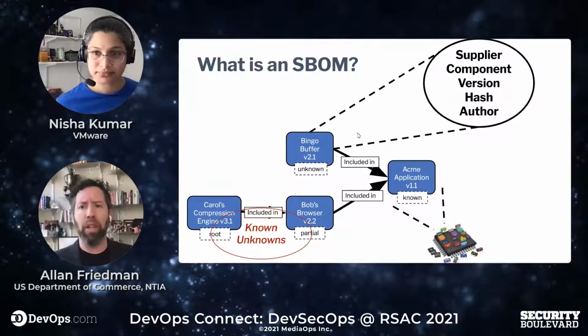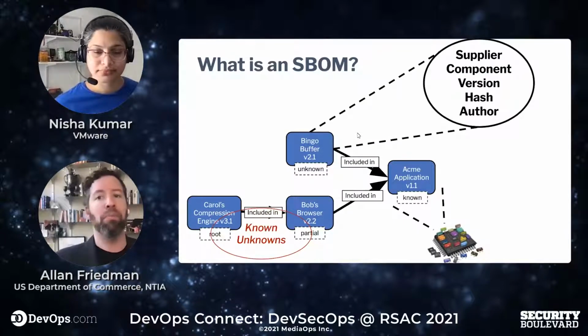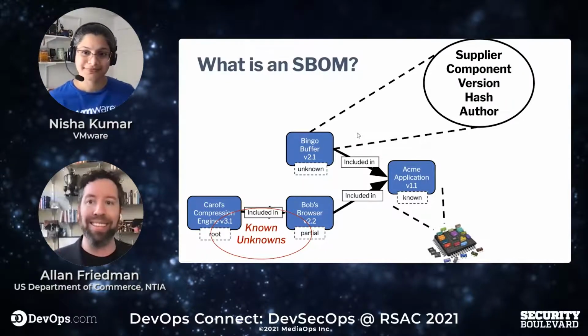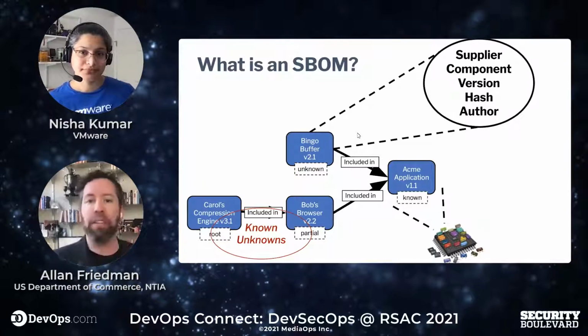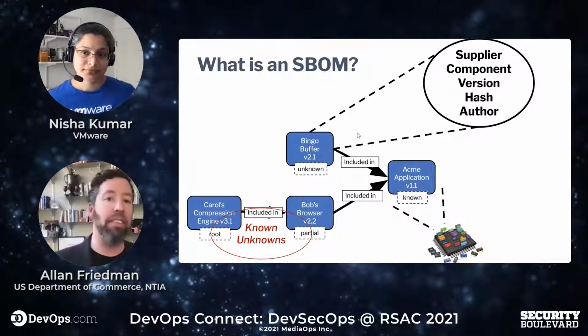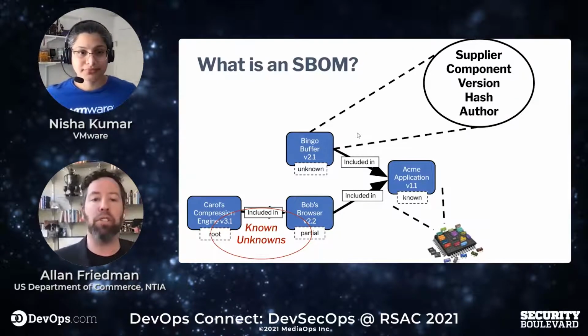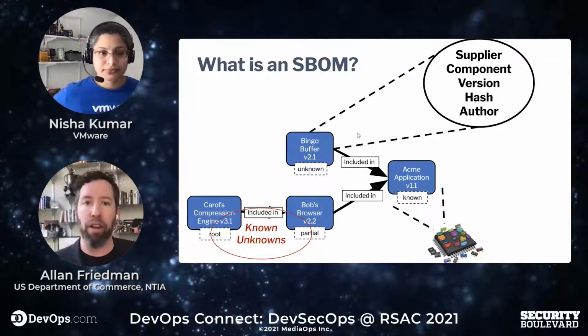So let's start out with some of the basics. We've been talking about SBOM now for a while. What the heck's an SBOM? This is a very, very simple illustration of what we're talking about. In our toy example here, Acme application has exactly two dependencies, Bingo Buffer and Bob's Browser. Bob's Browser in turn depends on Carol's compression engine.